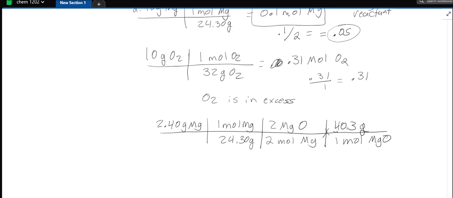And so now I'll do 2.4 times, these can cancel, so I don't need to do those, 40.3 over 24.3, and that would be 4.03 grams magnesium oxide. Probably have some rounding there. Okay, so that's my theoretical yield.